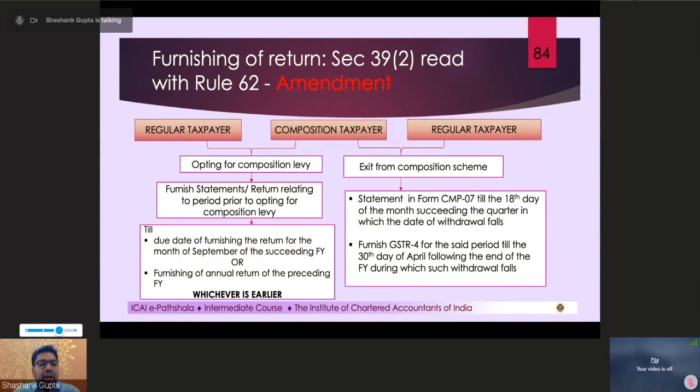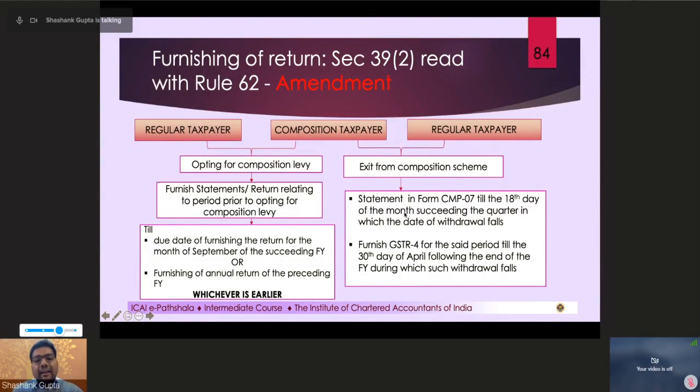And this has to be done till due date of furnishing the return for the month of September, or furnishing of annual return, whichever is earlier. So basically this should be done within time. However, the last date up to which it can be done is, of course, the due date of furnishing return for the month of September.